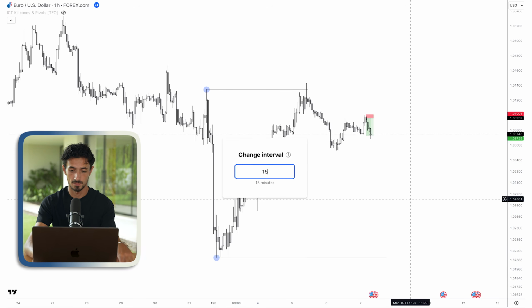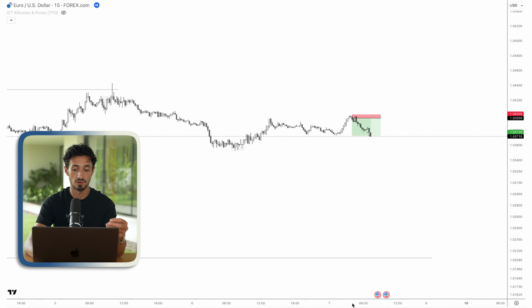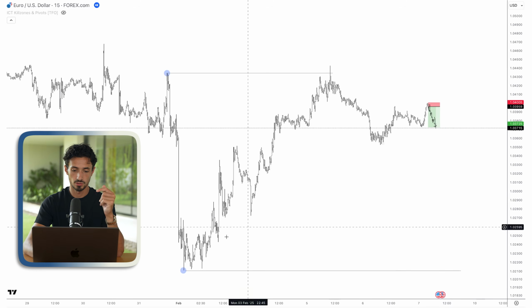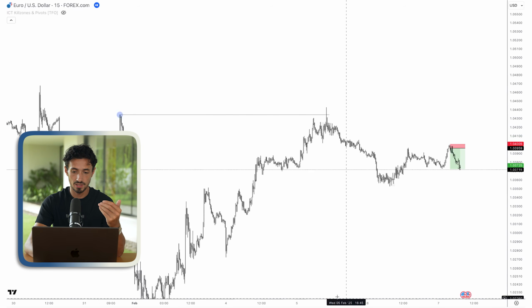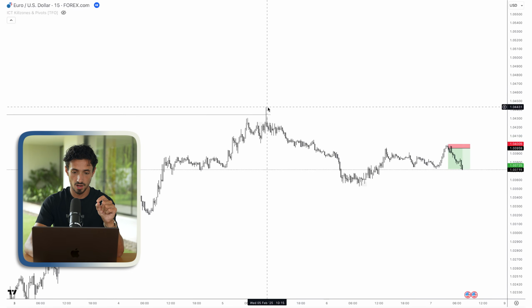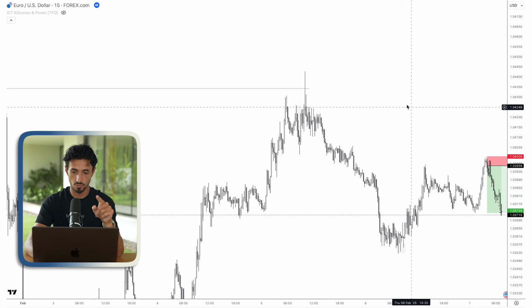Now, if we go back to the 50-minute time frame, which is the time frame that I primarily use for my market structure, you'll notice on the retracement back up to this swing high, we actually manipulated above this swing high with a very aggressive wick, right?